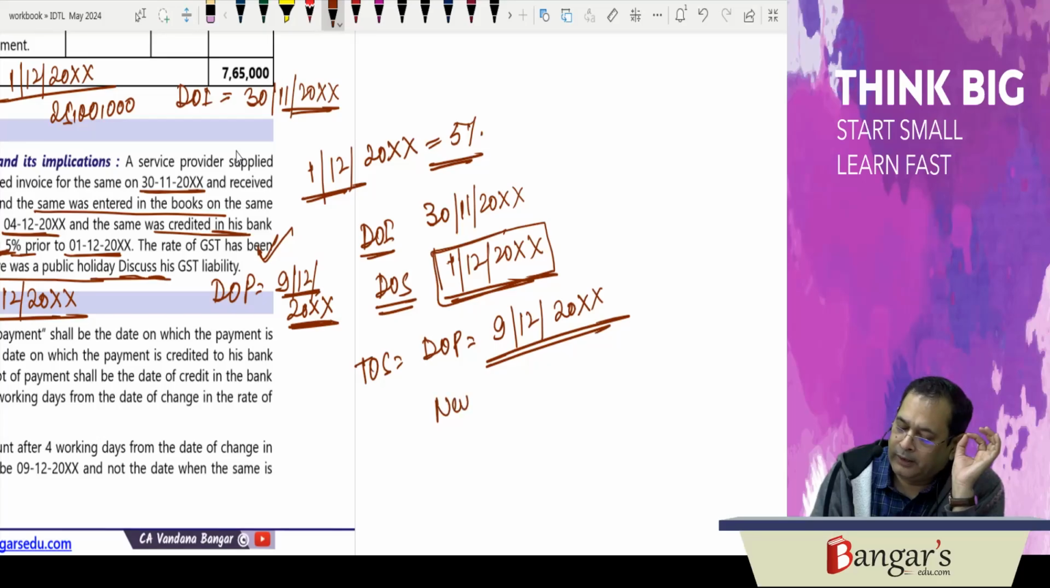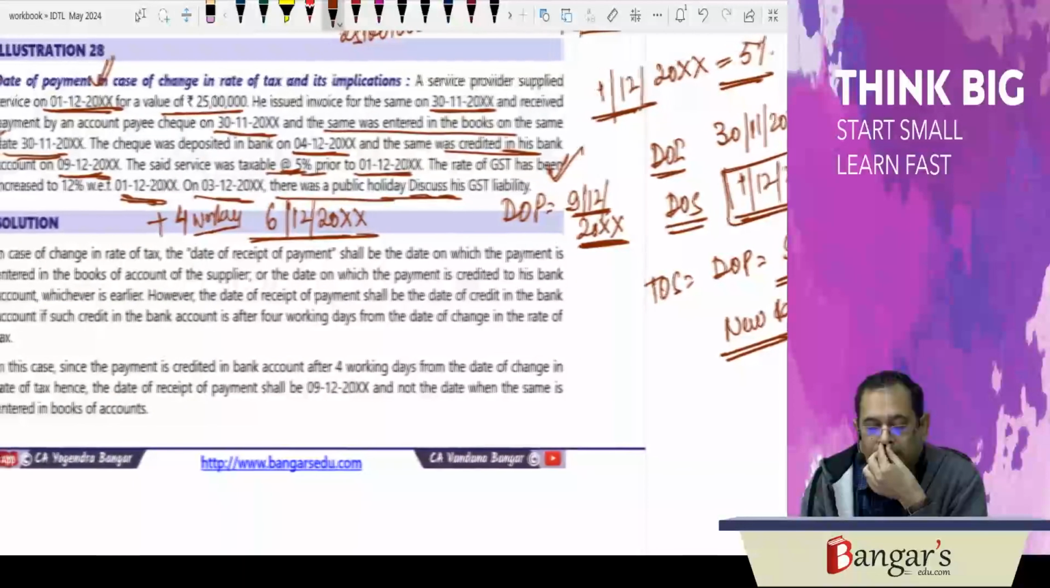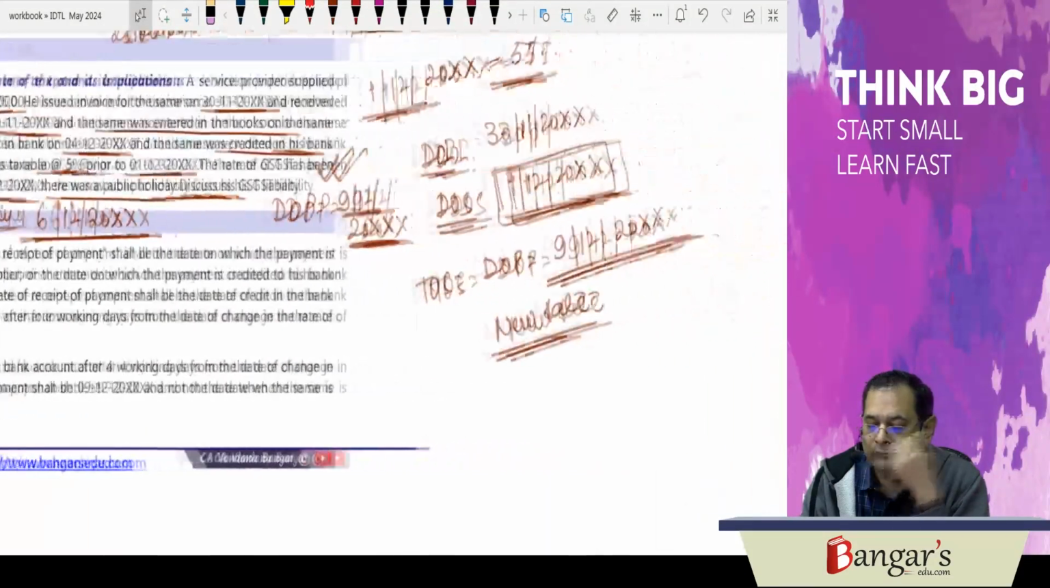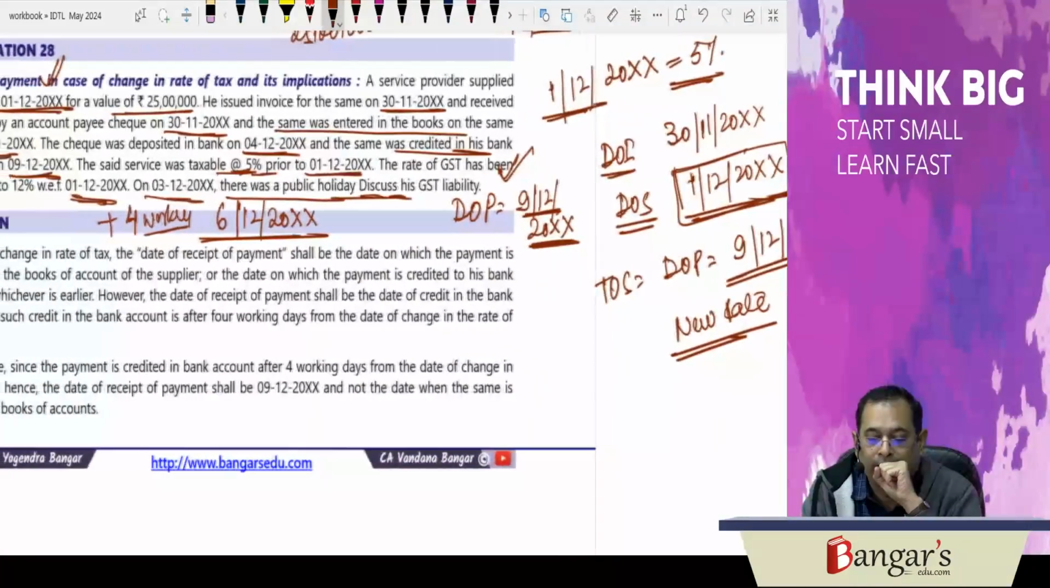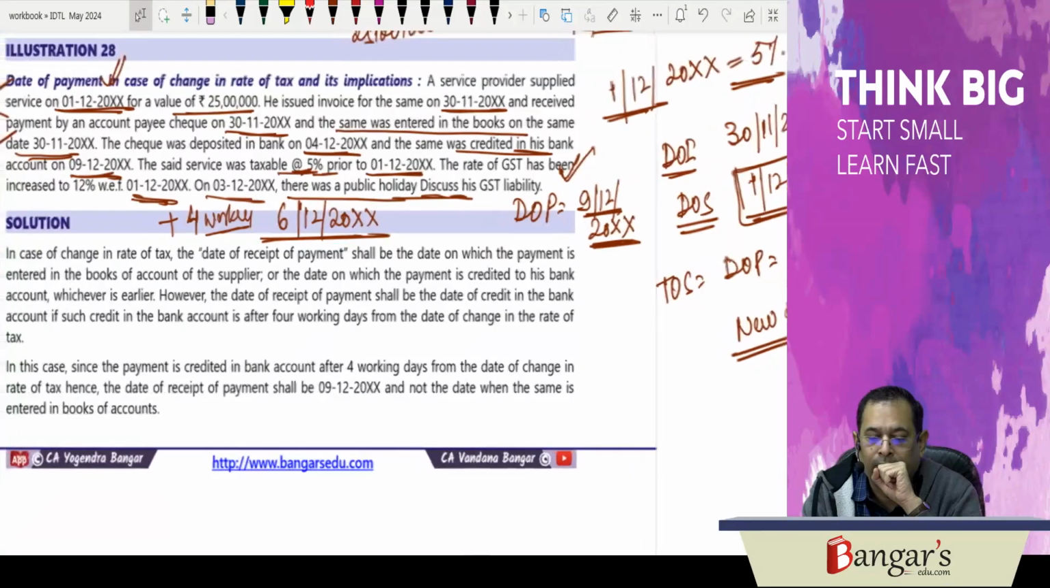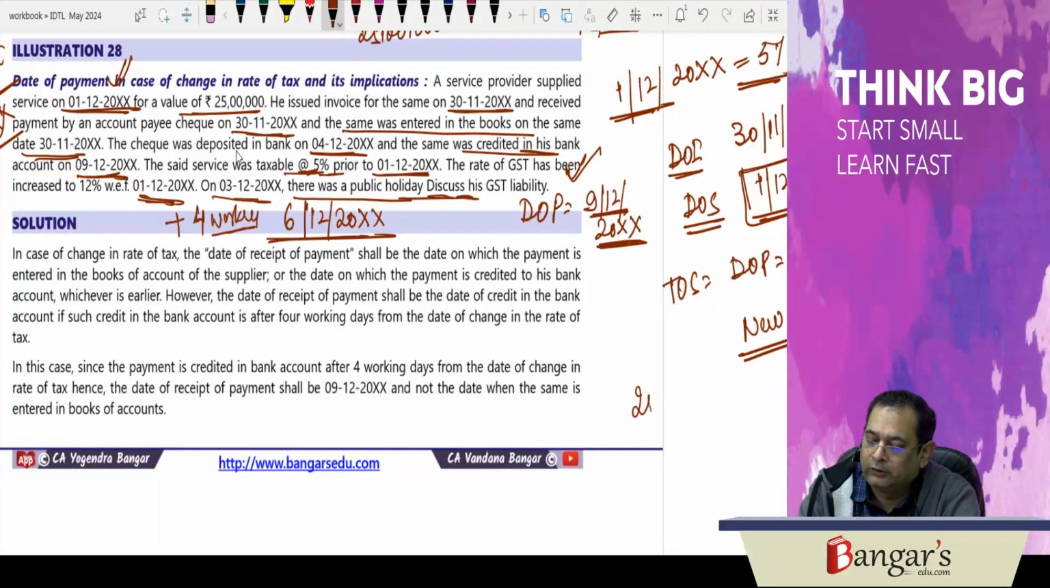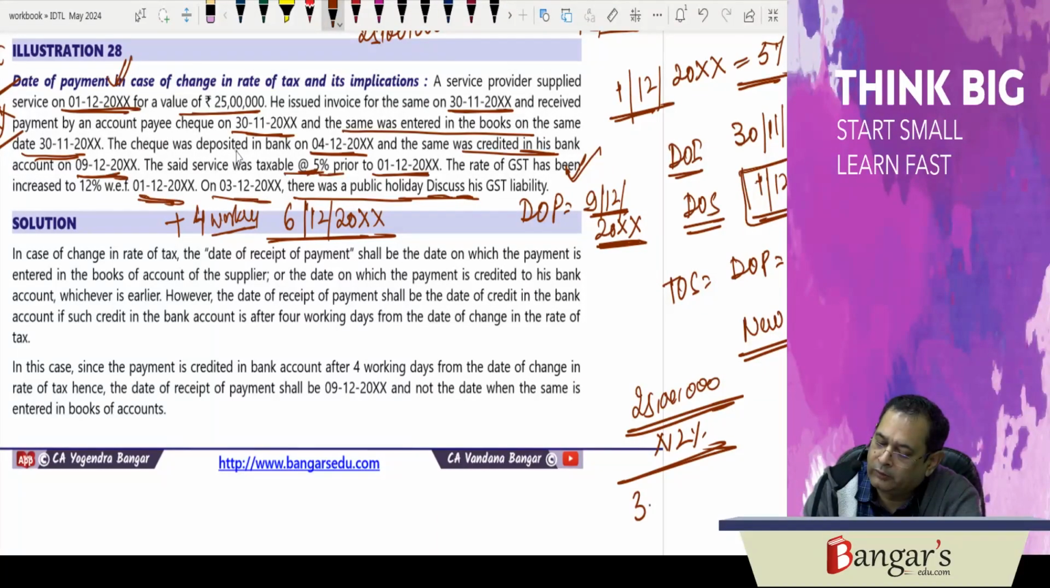New rate will apply. What is the new rate? New rate is 12%. 12% rate will be made effective. 12% on 25 lakhs, your liability will be what? 3 lakh rupees. Liability will be 3 lakh rupees.